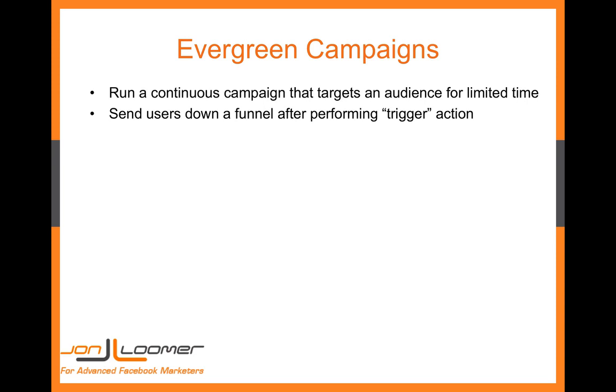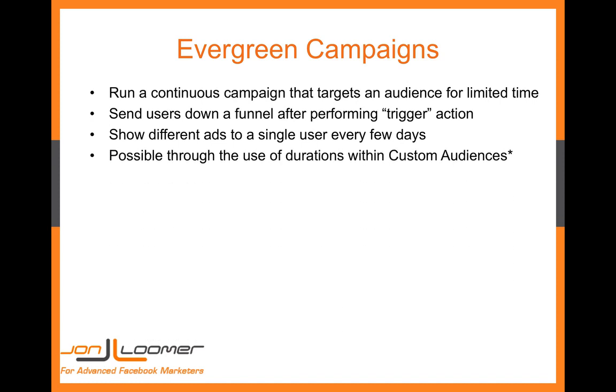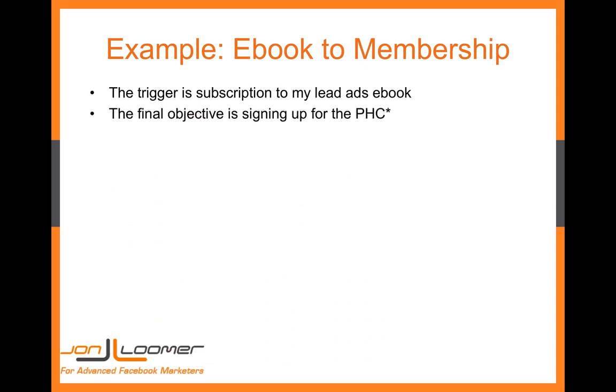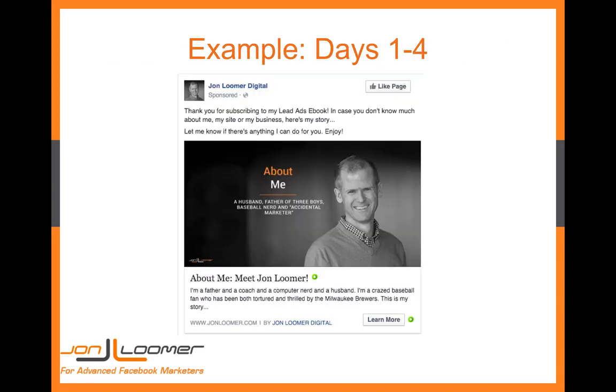So in this case, it could be they registered for my webinar. That's the trigger action that they only do once. And then I show different ads to that same user every few days. So this is all possible through the use of durations with custom audiences. So first 4 days they see one ad, the next 4 days they see another ad, next 4 days they see another ad. So an example is my ebook to membership evergreen campaign that I did, and it triggers a subscription to my old lead ads ebook. And the final objective is signing up for my Power Hitters Club.